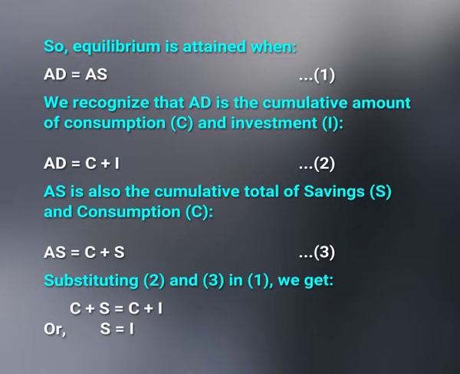We recognize that AD is the cumulative amount of consumption C and investment I. AD = C + I. (1) AS is also the cumulative total of savings S and consumption C. So, AS = C + S. Substituting 2 and 3 in 1, we get C + S = C + I, or S = I. This implies, according to Keynes, that there are two methods of determining the level of equilibrium in the economy between income and employment.